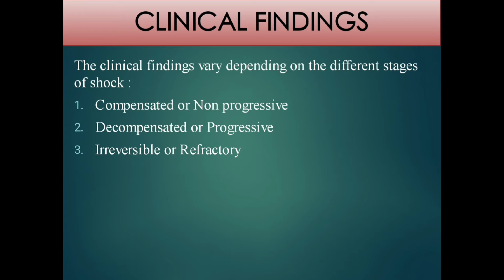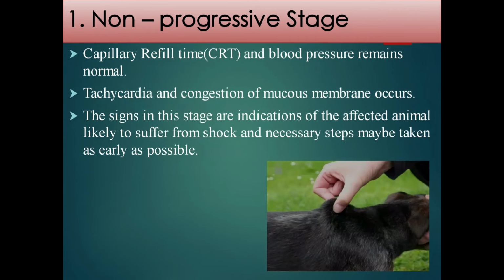The progressive stage of shock occurs when the compensatory mechanism fails to reverse the decrease in the tissue perfusion. And in the irreversible or refractory stage of shock, the patient dies. In the non-progressive stage, the capillary refill time and the blood pressure remain normal, the normal capillary refill time being less than 2 seconds and the normal blood pressure being about 120 millimeters of mercury.